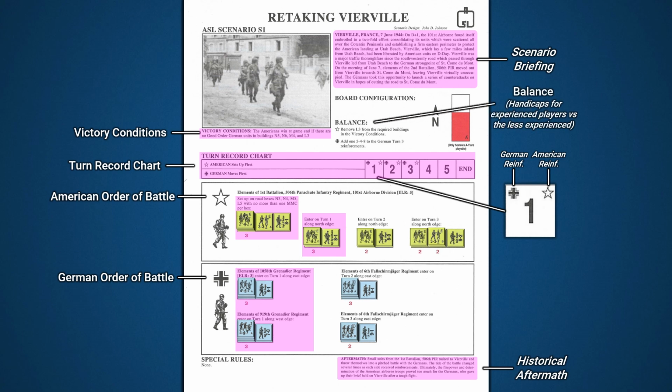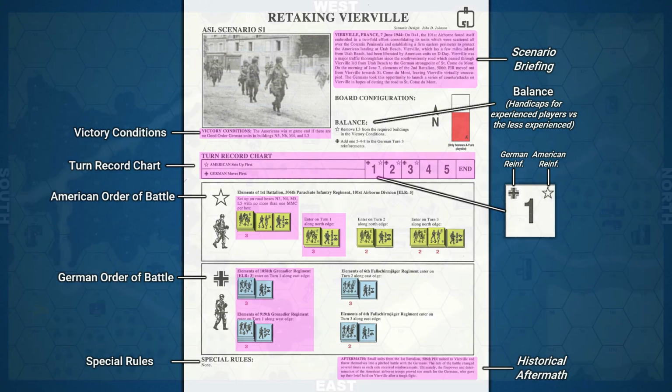First is the balance section. If one player is playing the scenario with a more experienced player, these are some suggestions to even the playing field. Essentially, it's going to give the experienced player a handicap. And as you play other ASL scenarios, be aware of the special rules section at the bottom of the page. While there are no special rules for retaking Vierville, other scenarios may have special rules you need to implement in the game. Now that we've covered off on that, let's head back to the map.